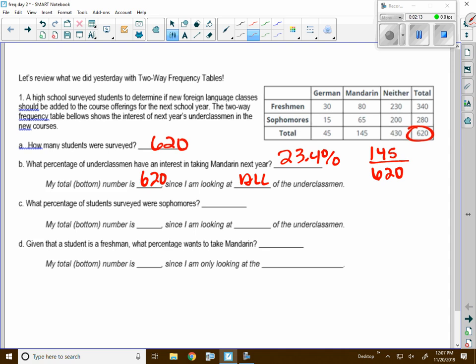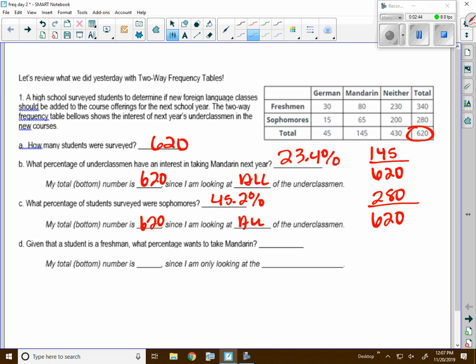All right, what percentage of students surveyed were sophomores? So how many students were surveyed? 620. How many were sophomores? 280. So we do 280 over 620. We'll say 45.2%. And again, we were doing all the students, so that's why it's 620.